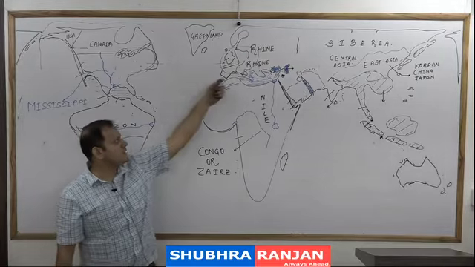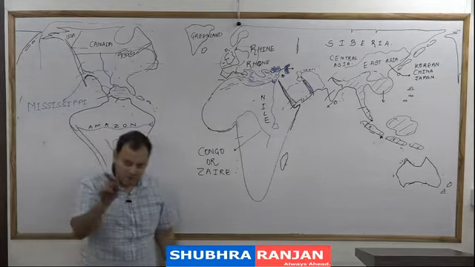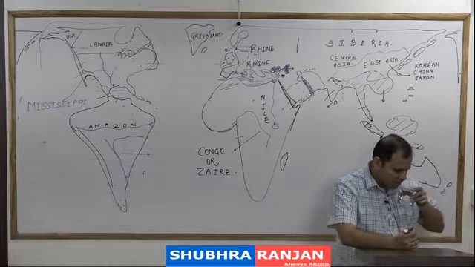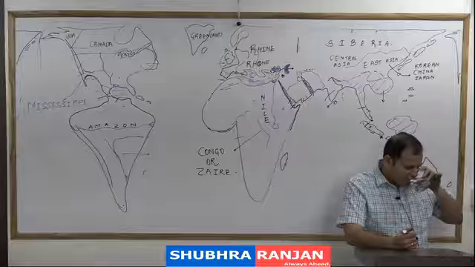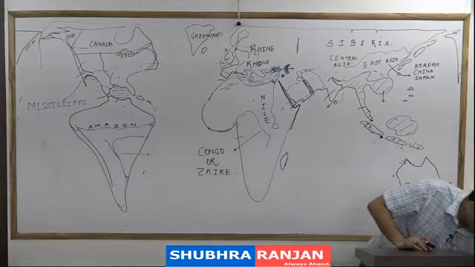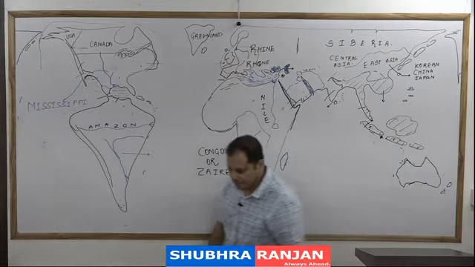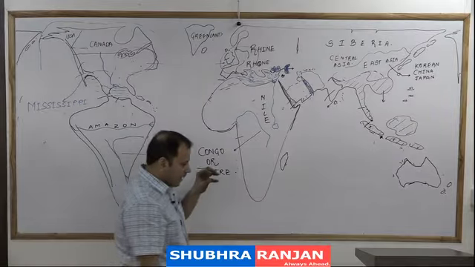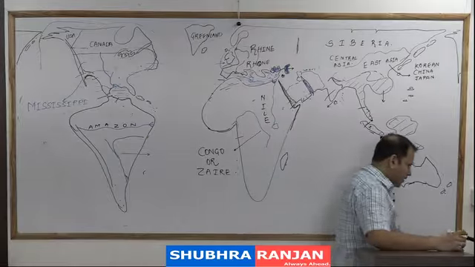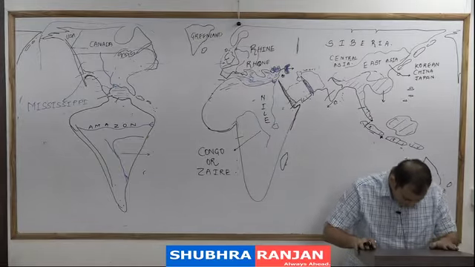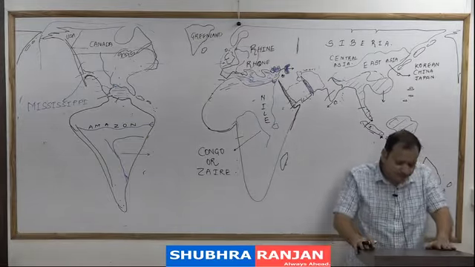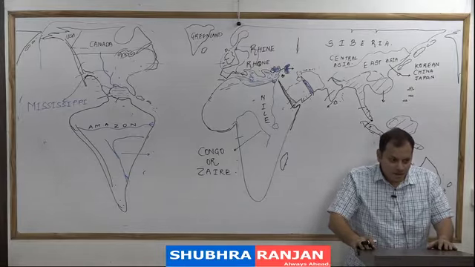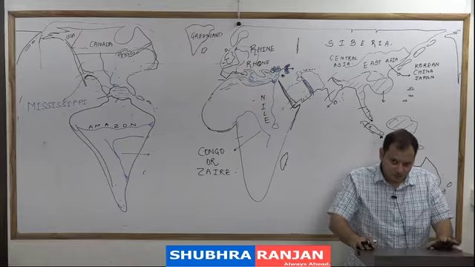Which is the most busiest sea route in the world? So note it down. North Atlantic is the most busiest and economically most important sea route in the world.